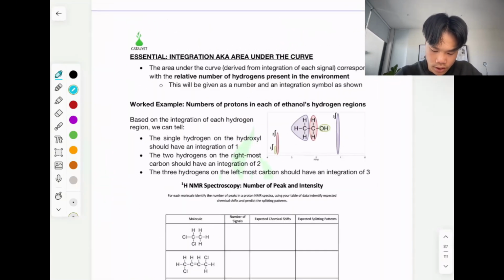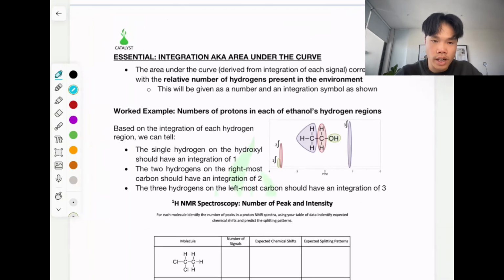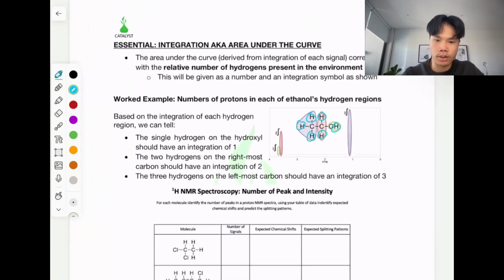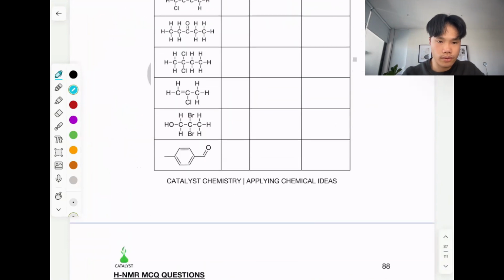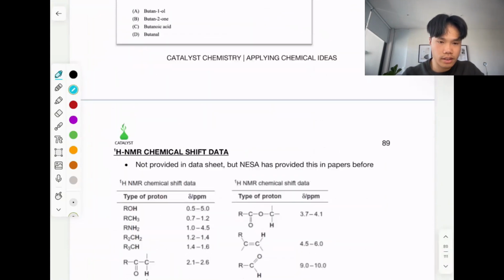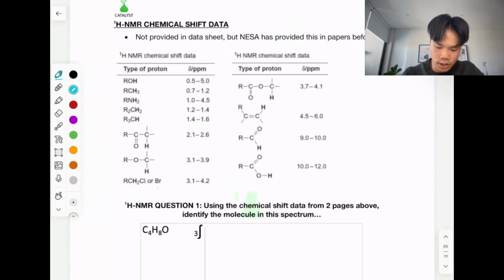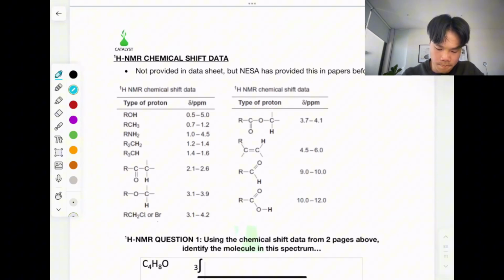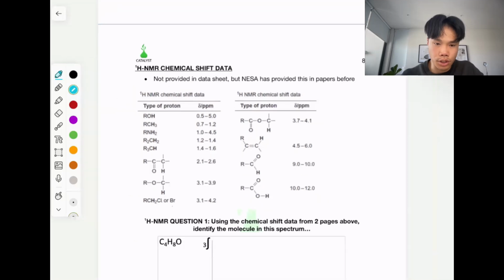Finally, integration is a ratio between the number of hydrogens in each region. So if you have 3 hydrogens versus 2 hydrogens versus 1 hydrogen in each region, the ratio of the integration should be 3 to 2 to 1. And integration is just that, it's a ratio. And this is the shift data that you may be given in your exam for HNMR. It's not in your data sheet, but it can still be given.